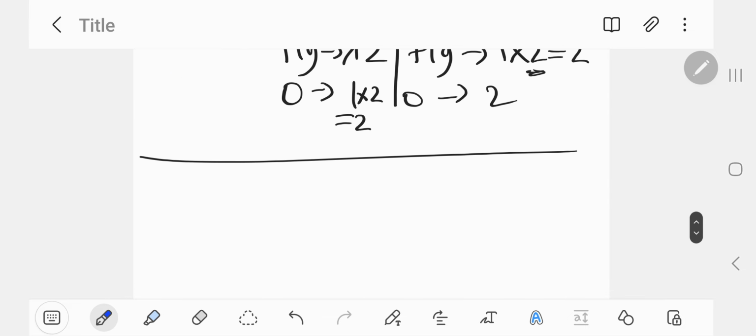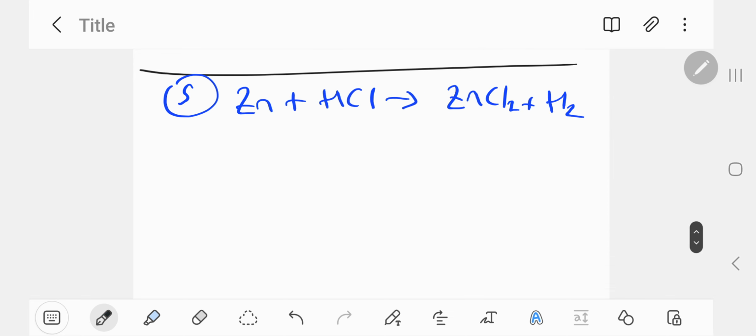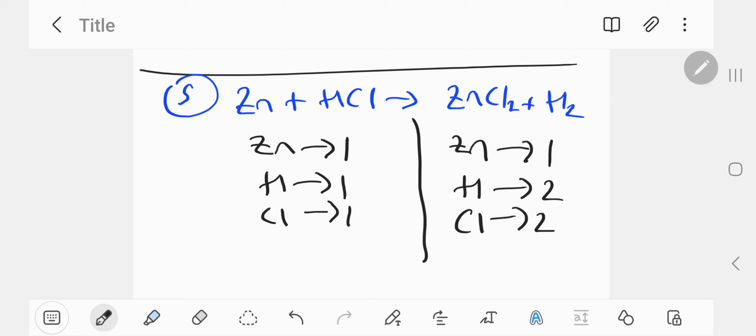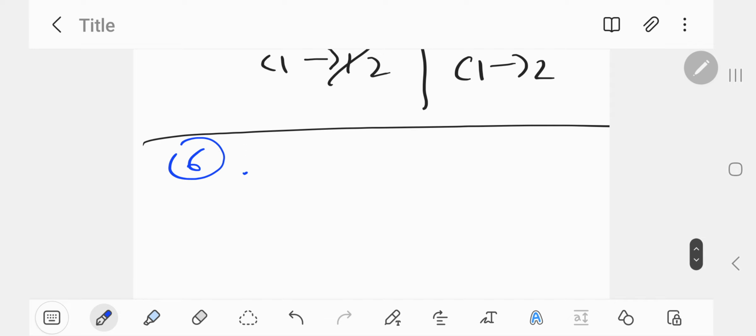Let's do number 5. You've got zinc reacting with hydrochloric acid to give you zinc chloride and hydrogen gas. So let's make a list. And now let's count. 1, 1, 1, 1, 2, 2. Let's balance the hydrogens. On the left, times it by 2 to get 2. Put the 2 out here. And that fixes the chlorine problem. And now it's balanced. That's number 5. Let's do number 6.